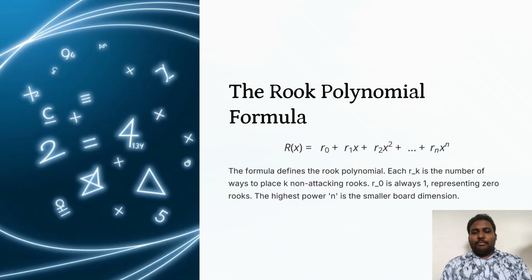There is a formula for a rook polynomial, which is defined as r of x equals r naught plus r1 x plus r2 x squared plus so on up to rn x to the power n. Now going further, we are going to consider the positions where a piece is already placed, as one non-attacking rook, where we are going to always consider r naught equals one, representing zero rooks. The highest power n is the smaller board dimension.